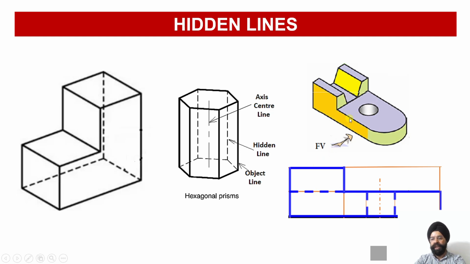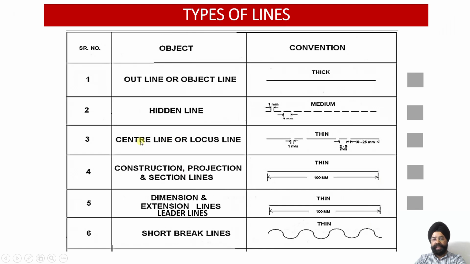Similarly, there is a hole. We are not able to see this hole from this side, but there is a discontinuity in the surface. So obviously a dotted line or a hidden line will show that there is a discontinuity in the surface within this particular block. Then the third type of line is the center line or a locus line.